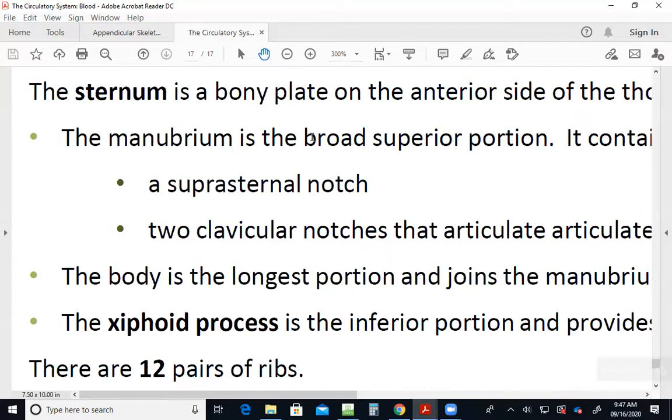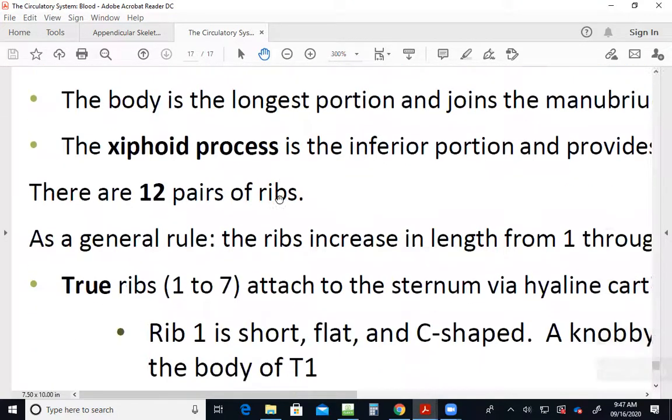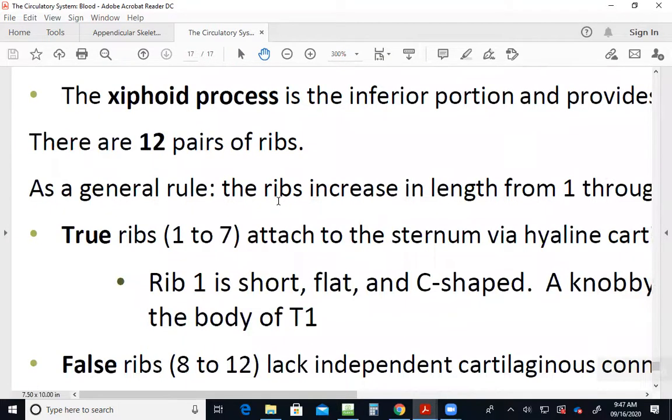Okay, one last slide here to talk about the thoracic cage. A series of bones, which include your sternum, which you guys are writing out right now, parts of. And then also the thoracic vertebrae that we just talked about posteriorly, as well as the 12 pairs of ribs, so 24 ribs total.